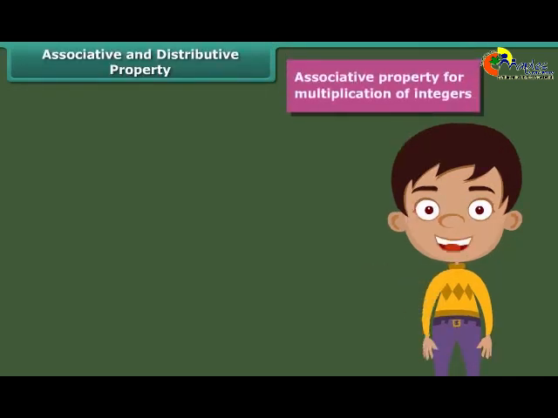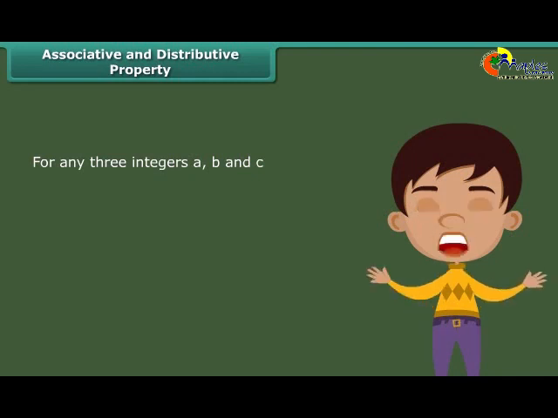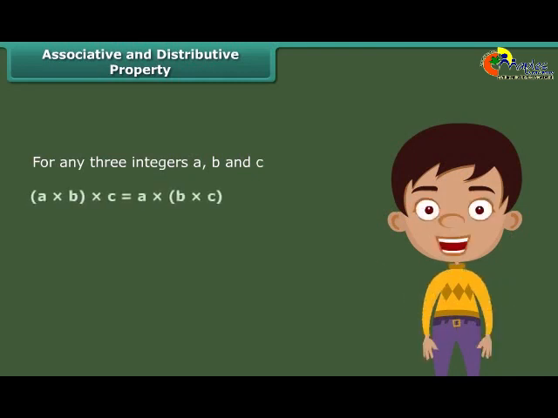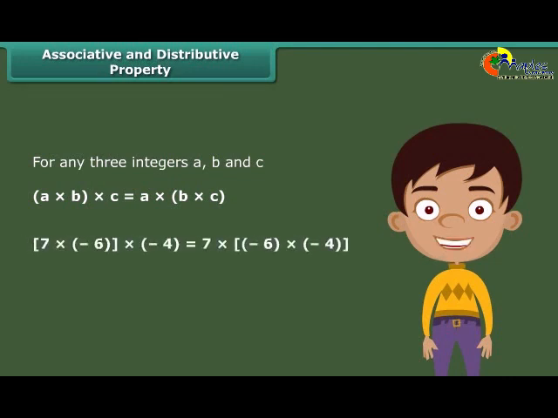The product of three integers does not depend upon the grouping of integers, and this is called the associative property for multiplication of integers. For any three integers a, b, and c, a into (b into c) is equal to (a into b) into c. For example, 7 into (-6 into -4) is equal to (7 into -6) into -4.